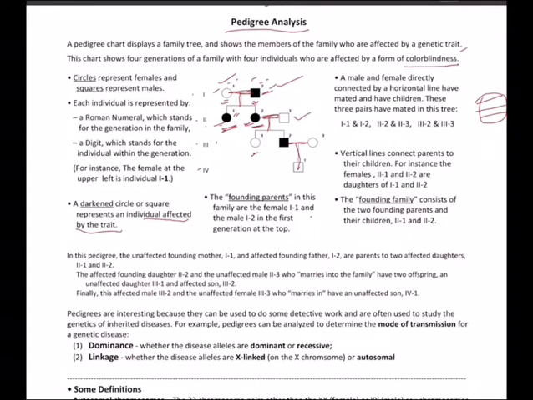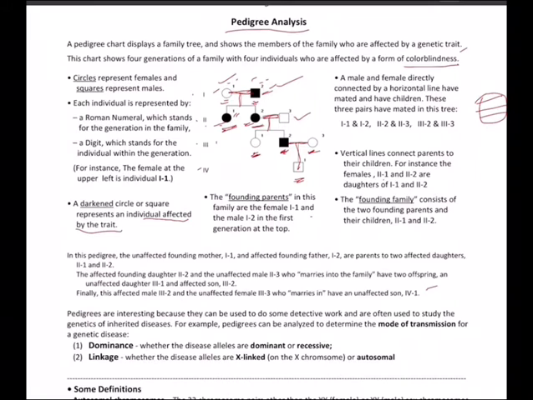So these 2 are having 2 offspring, 1 male and 1 female. An unaffected daughter, as you are saying, and an affected son. So the son is affected. Finally, this affected male has married an unaffected female, and they have a child. They have got a son. That is Roman numeral IV, 1.